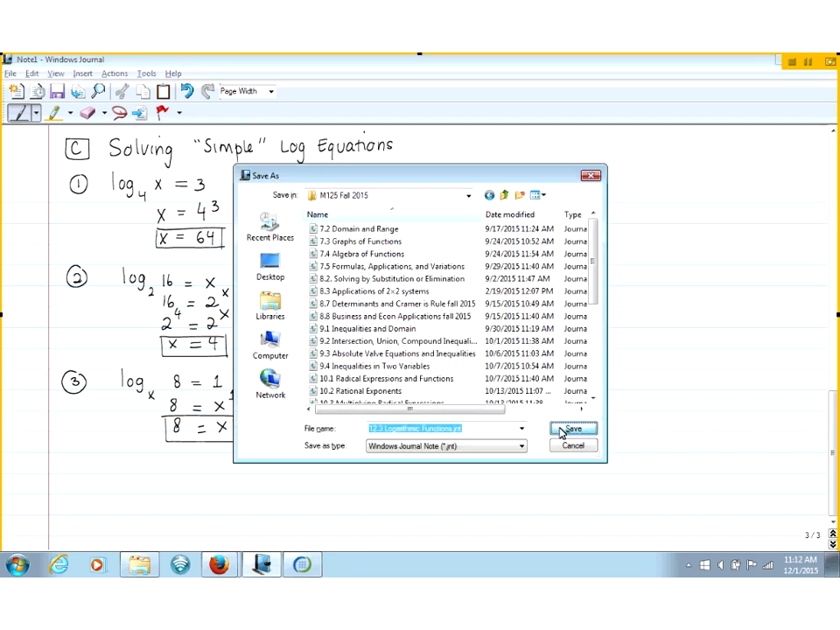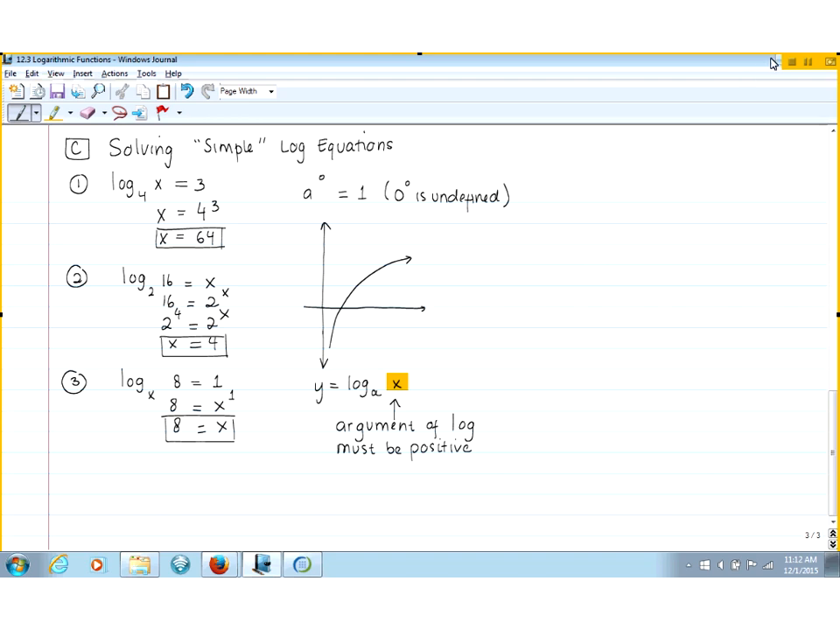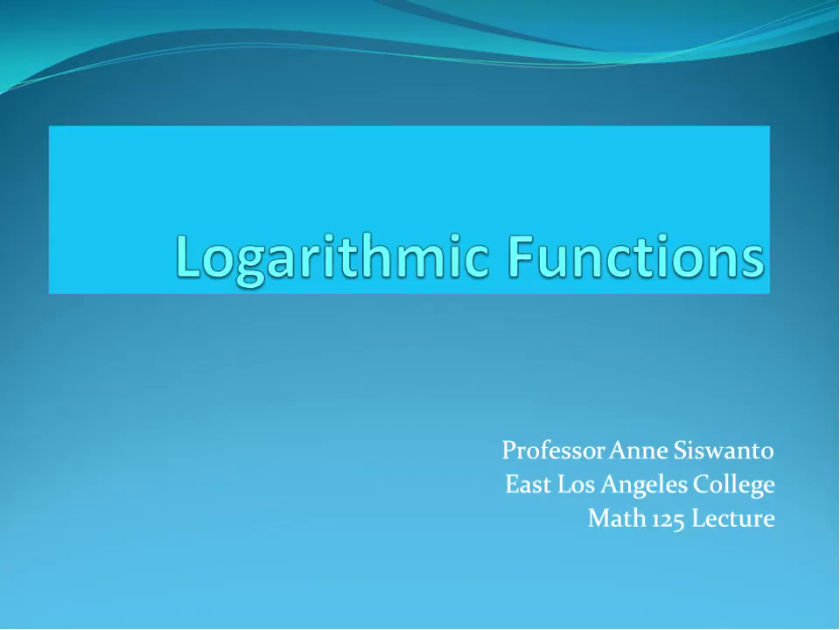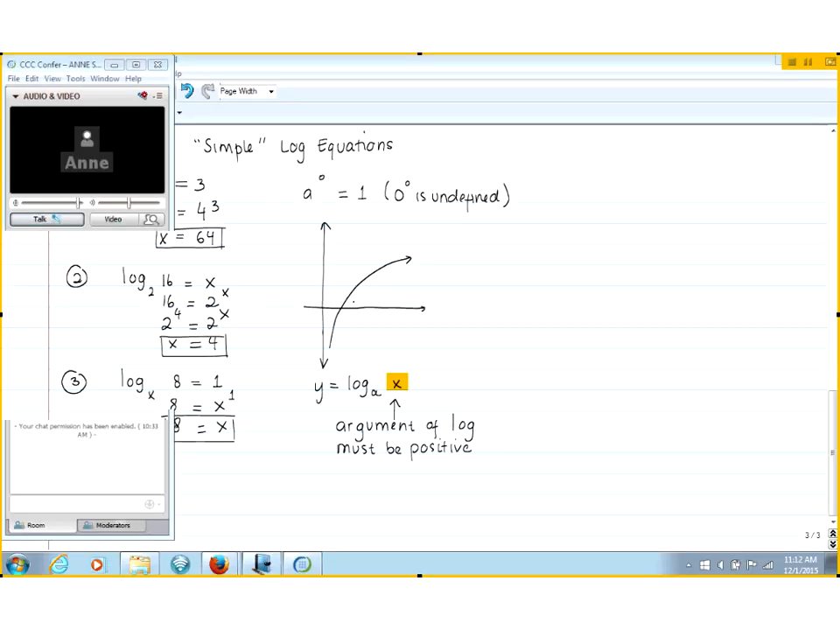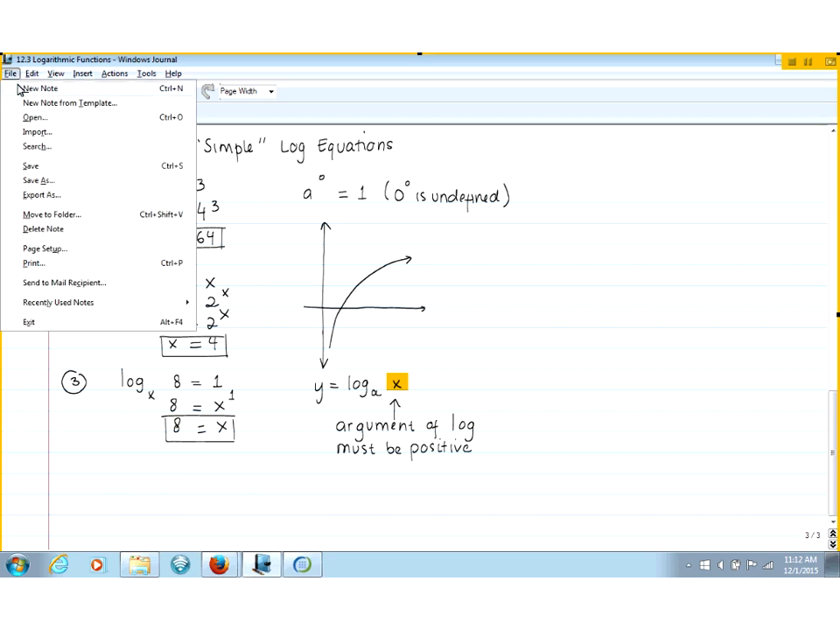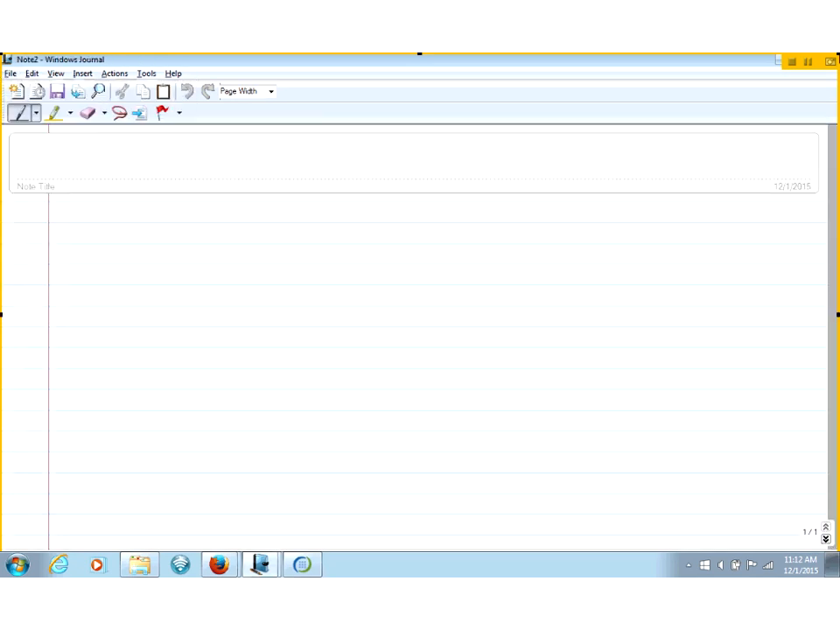I'm going to say this first. All right, save. Okay, and then let's close this first. So we're done with 12.3. We're starting 12.4. So 12.4 is properties of log functions. Yes. So let's share the desktop again. Okay, this is 12.3, so let's do a new note. This is 12.4. Properties of log functions.